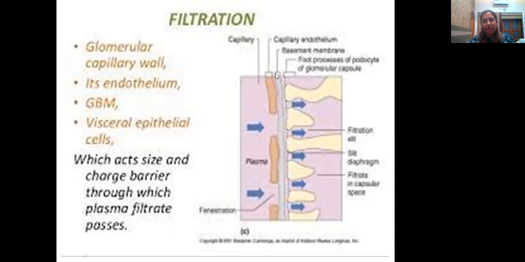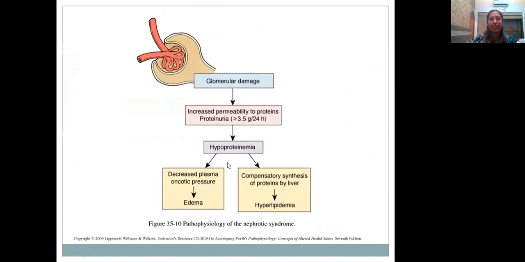Then the next layer is the glomerular basement membrane, and associated with the glomerular basement membrane are the visceral epithelial cells or the podocytes. And the foot process of the podocytes is a very important part in the pathophysiology of this entire nephrotic syndrome. So this glomerular basement membrane or this filtration barrier acts as the size and charge barrier through which the plasma filtrate has to pass.